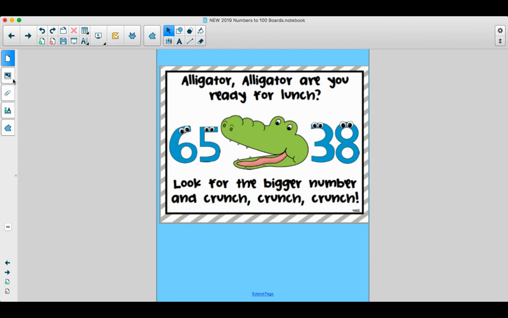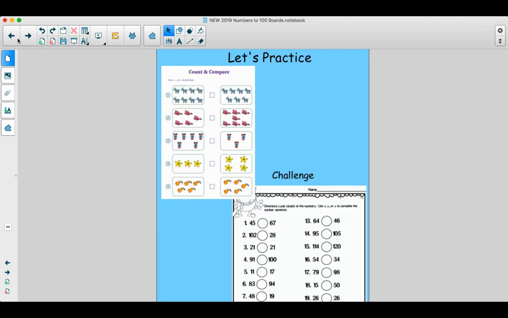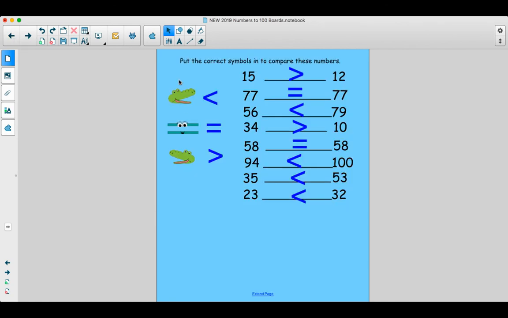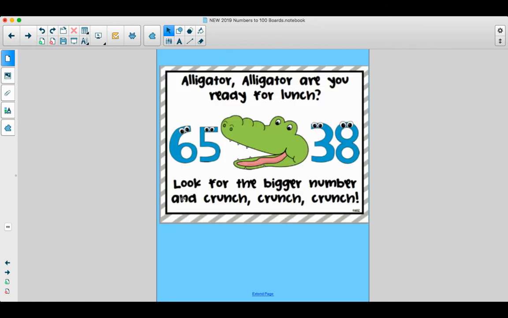So now it's your turn to go and compare numbers using the greater than, less than, and equal to symbols. Have fun, grade 2s, and thanks for helping me out. Thanks for helping me compare these numbers, these 2-digit numbers.